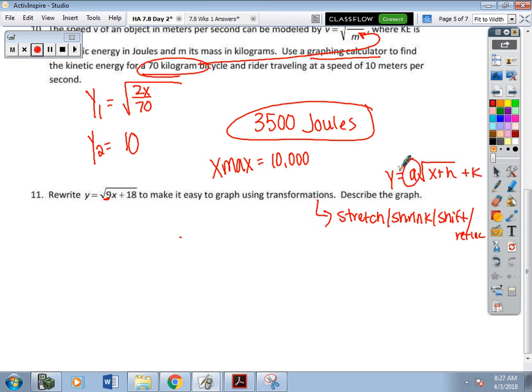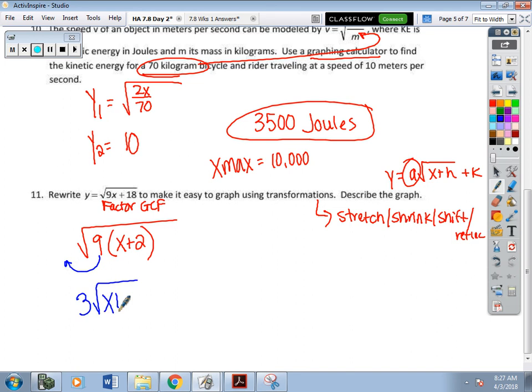Okay, so what we can do is we can actually factor underneath the radical. We're going to factor out a GCF of 9. And then you can kind of take the square root of 9 and bring it out front. Square root of 9 is 3, so this would be 3 square root of x plus 2.